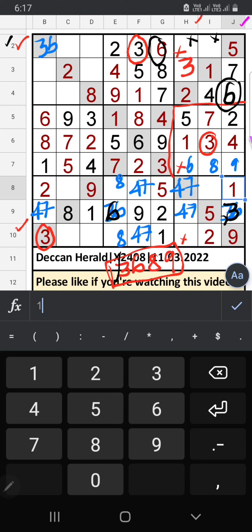Since 6 is here, 6 can't come in this cell, 6 is confirmed here, then 3 is here. Column J, only one number is remaining, 8 is confirmed here. Then only two numbers are remaining, 6 and 9. It will come in any one of the cells. We will confirm later. Third grade, only two numbers are remaining, 8 and 9. It will come in any one of the cells. We will confirm later.